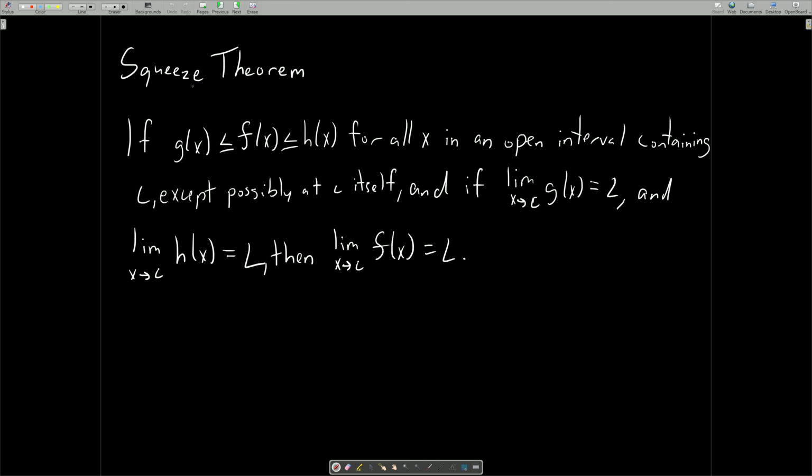Now this last part, the squeeze theorem. If f of x is between g of x and h of x for all x in an open interval containing c, except possibly c itself, and if the limit as x approaches c of g of x is equal to L, some random number L, and the limit as x approaches c of h of x is also equal to L, these L's are the same thing, then the limit as x approaches c of f of x is equal to L. Let me show you how to solve one of these.